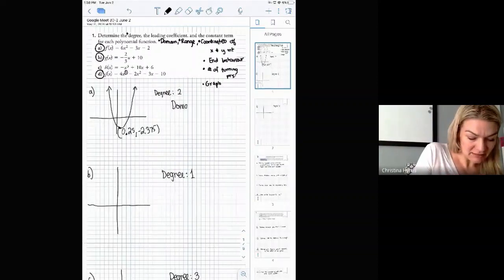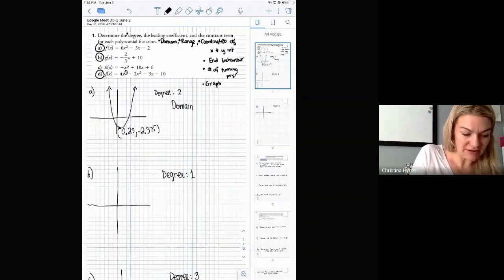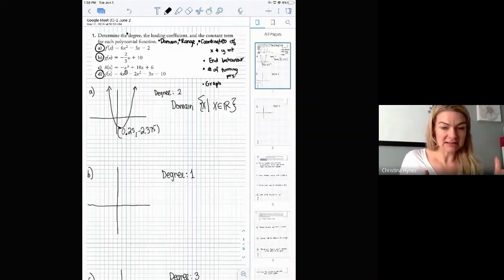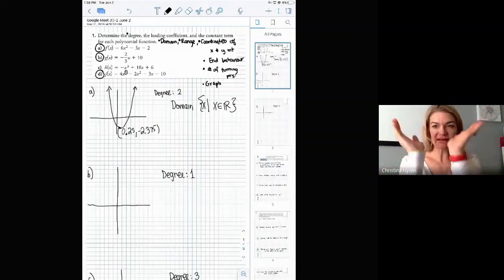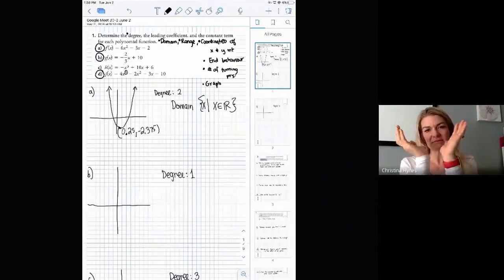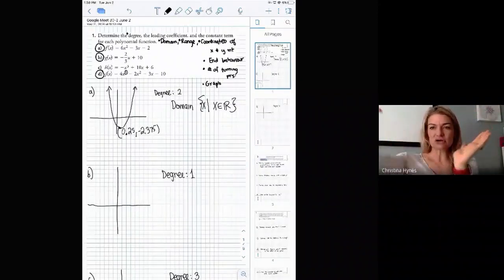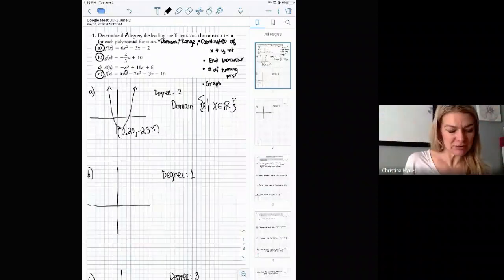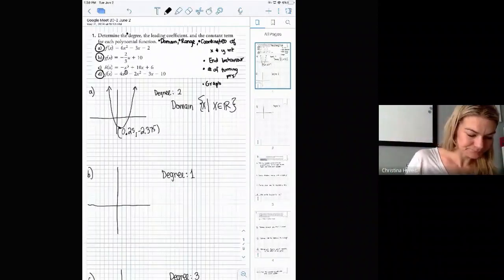The domain for all of these graphs here for A, B, and D will be x such that x is an element of real numbers. So the graph is going to continue forever left and forever right. So if you look at the arms, they kind of stretch out and it's almost a V shape or U, but the arms go forever left, forever right. So that's why we say x is an element of R.